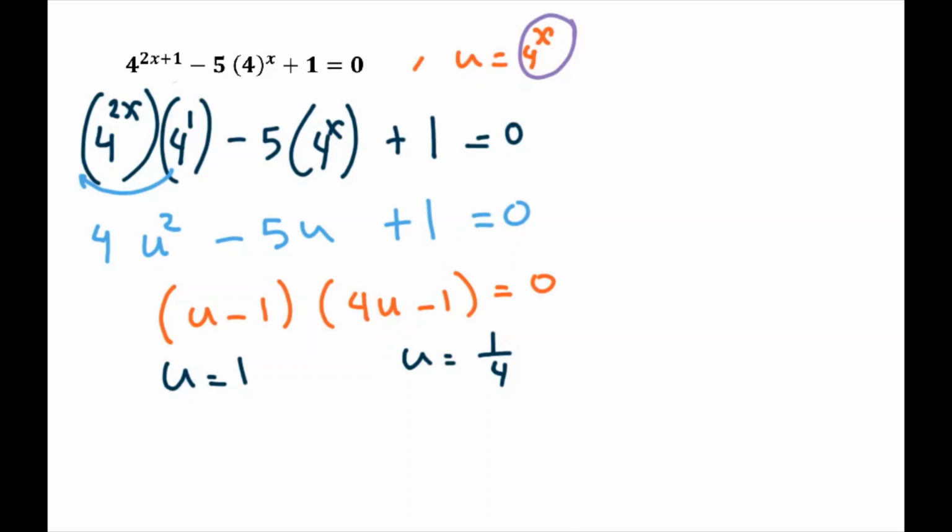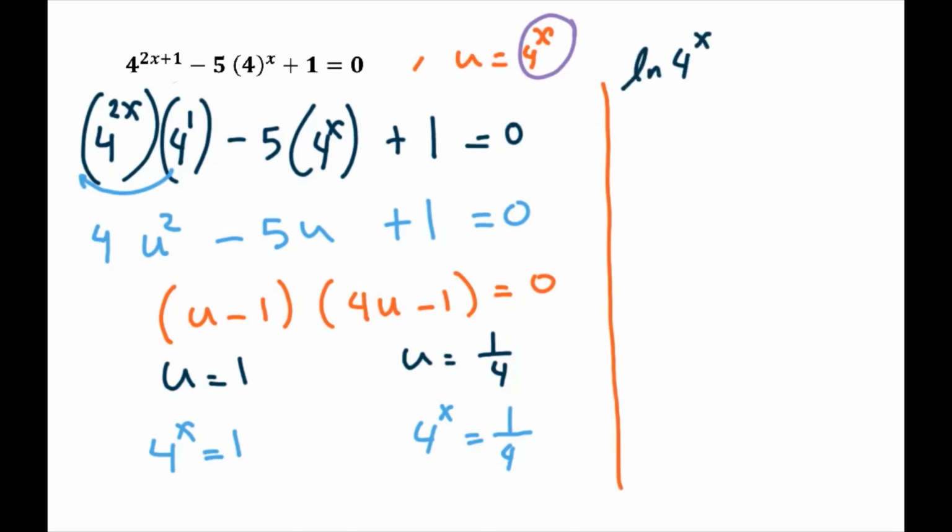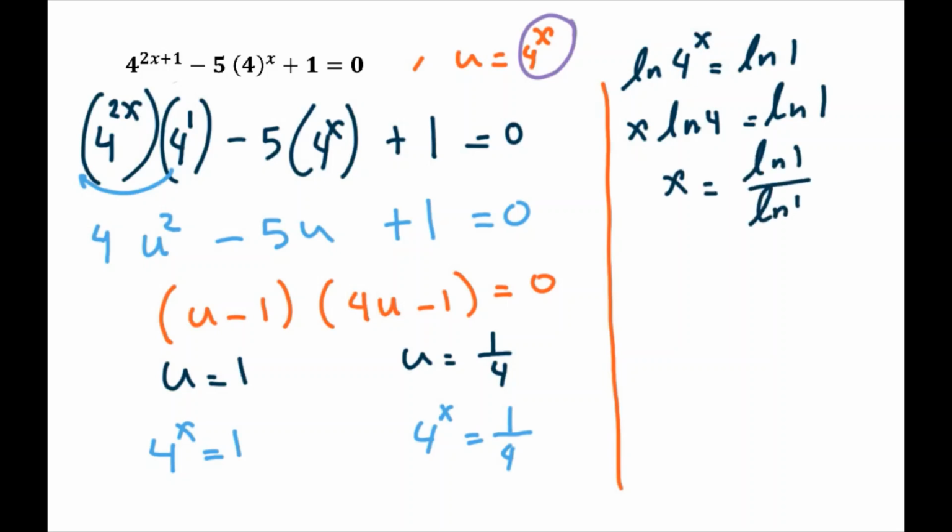Now you return back: 4 to the power of x equals 1, and 4 to the power of x equals 1/4. You have so many ways of doing it, but you can use ln. I think it's the easiest way. So for the first part, you will say ln 4 to the power of x equals ln 1, x ln 4 equals ln 1, x equals ln 1 over ln 4, which is equal to 0 because ln 1 is 0. If you know ln 1 is 0 from the beginning, then that's 0.